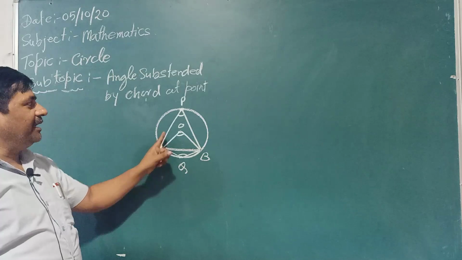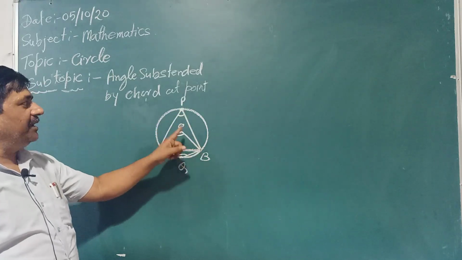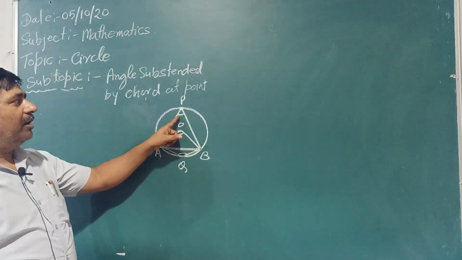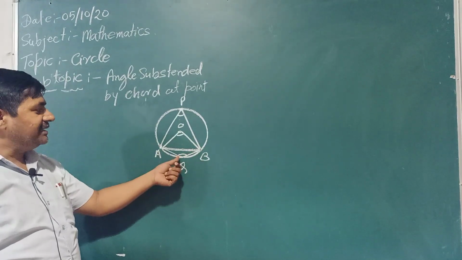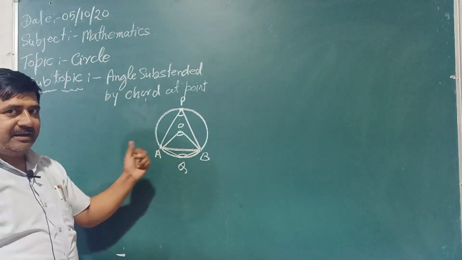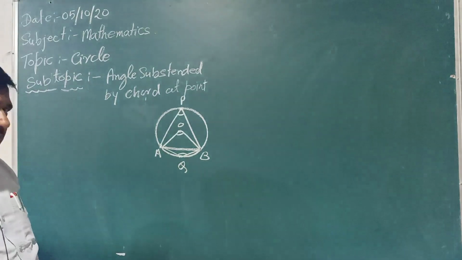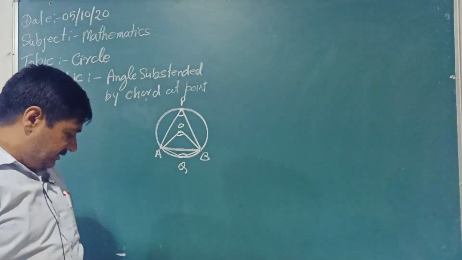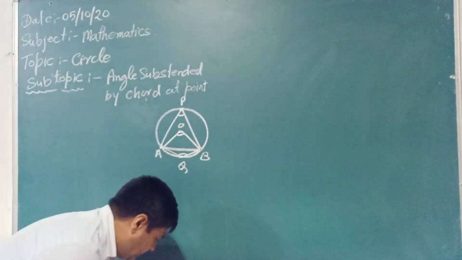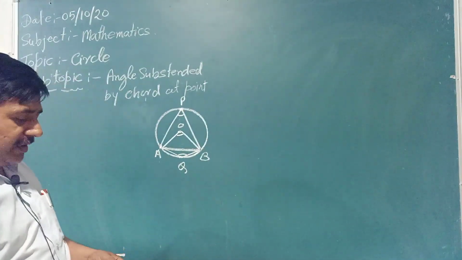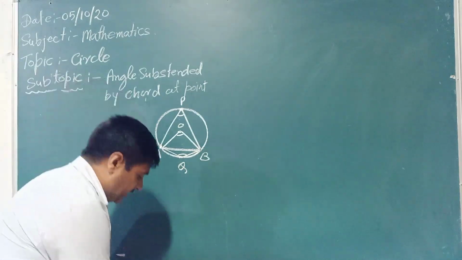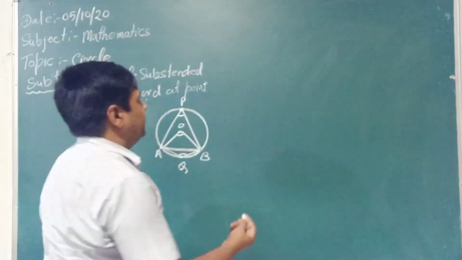So now angle APB is an angle on the major arc, and AQB is an angle on the minor arc. Okay. Now the next theorem we study: equal chords of a circle subtend equal angles at the center.